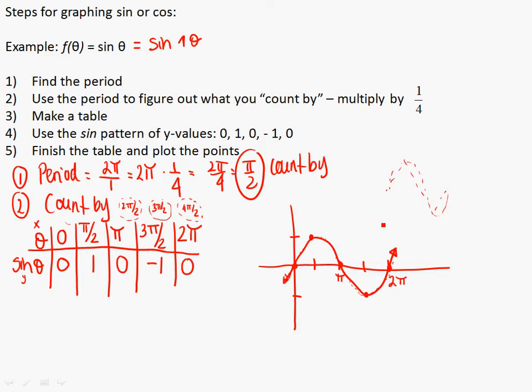So we need to make this obviously a little bit more difficult. Otherwise, it wouldn't be any fun. Okay. So here's a cosine example. The steps are the same in terms of what you do.